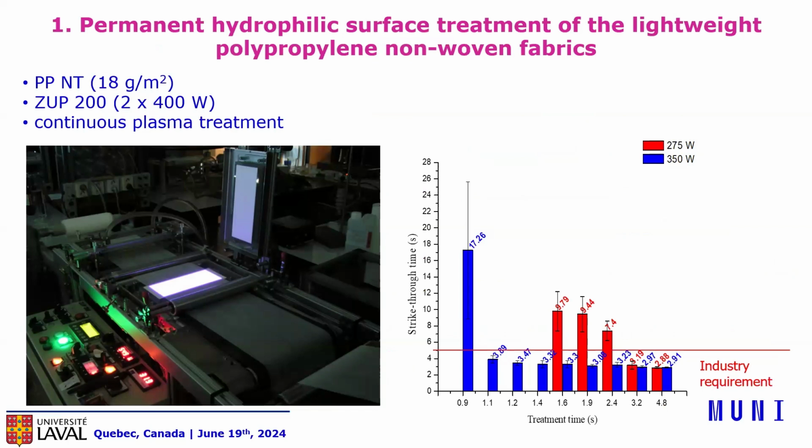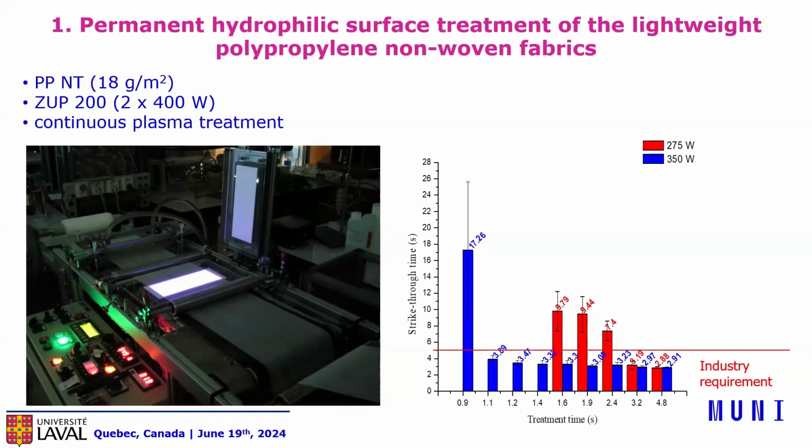And now I will illustrate several concrete examples of utilization of this system. I will start with permanent hydrophilic surface treatment of lightweight polypropylene non-woven fabrics. I will go a little into the history: this type of discharge was primarily designed and developed for the treatment of non-wovens. This is what we did it for, and after that it was found out that this plasma can be used also for the treatment of a really wide range of different materials. But the coplanar discharge fulfills all requirements given by the producers of non-woven textiles.